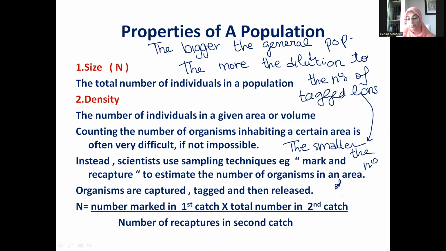The smaller the number of recaptures. So if we say, for example, 50 here, and then we say 1,000, 1,000 is not the total number of the population. 1,000 is the number of recaptures. And then we found that the number of recaptures in the second catch was only 10. Then the total number of the population is 50,000 divided by 10. And therefore, the total number of the population of lions is 5,000.